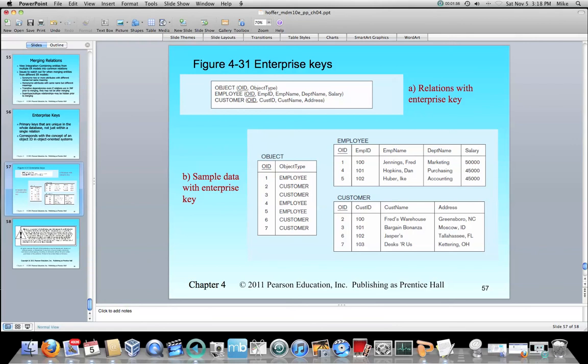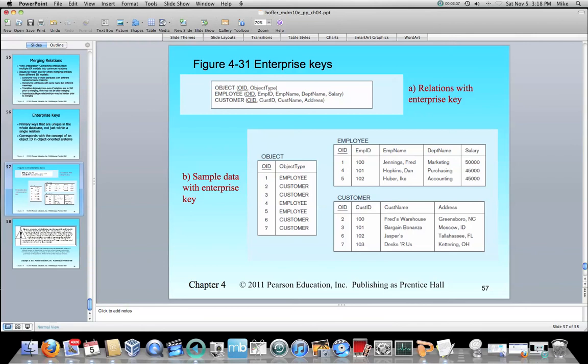If we were in the future to ever merge employees and customers, right, because they both have names, they probably both have addresses, they have similar data, so perhaps we go into a subtype, supertype scenario with employees and customers. If we tried to merge them together, unfortunately their IDs would clash, because Fred Jennings is emp ID 100 and Fred's warehouse is customer ID 100. Dan Hopkins is emp ID 101, but the customer bargain bonanza is also 101.